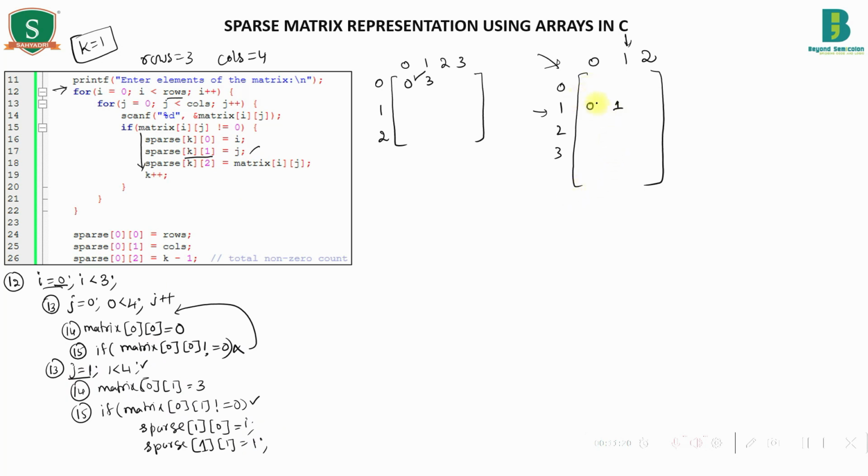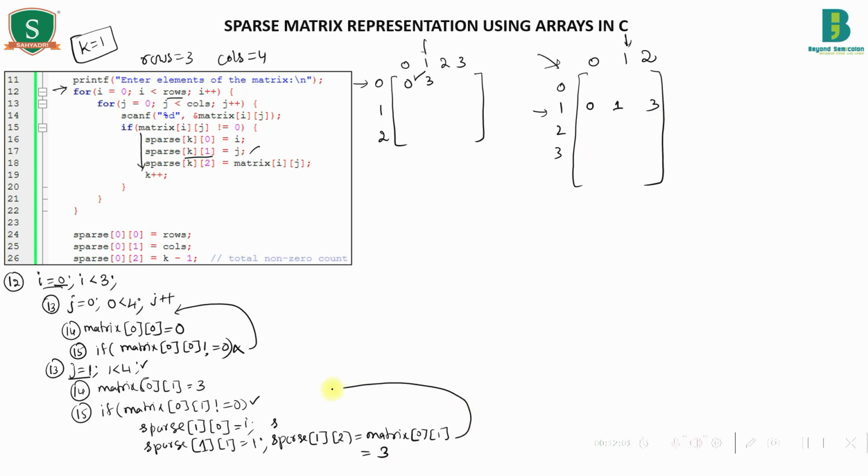If you observe, this represents that in the 0th row and first column we have a value. What is that value? Matrix of 0 comma 1. So I will write it here. Sparse of k value, 1 comma 2, is equal to matrix of i comma j. I value is 0, j value is 1. That means matrix of 0 comma 1, which is 3, is assigned to sparse of 1 comma 2.